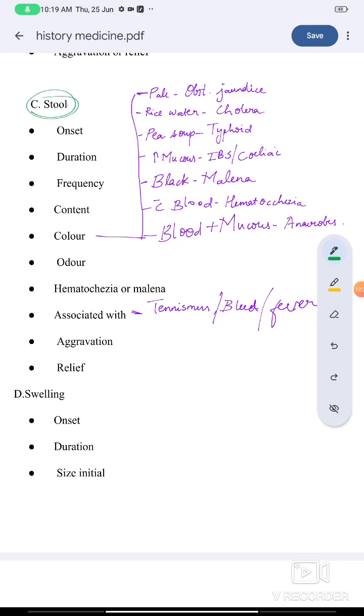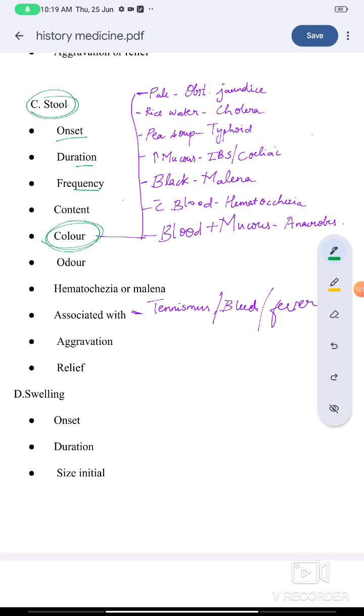When the patient has the chief complaint of diarrhea or constipation, what and all you have to ask? Again, the onset, which may be sudden or gradual. Duration, how many days, and frequency, how many episodes per day. Then most importantly here is color.